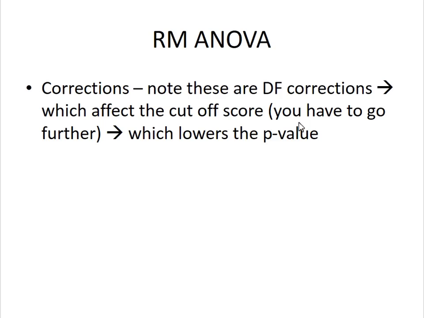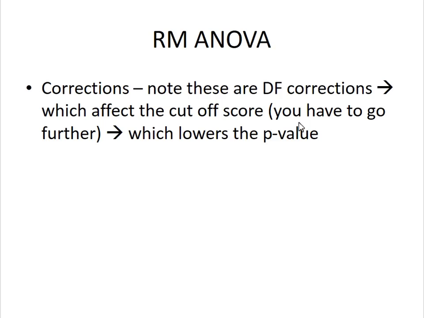Okay, corrections. Unlike post hoc corrections, which are corrections on p-values or alpha, these corrections are on degrees of freedom. If you've ever done one of these in SPSS, it actually gives you the partial degrees of freedom, but it doesn't in ezANOVA. I'm not entirely sure why, it just doesn't. But what that does is it affects the cutoff score.